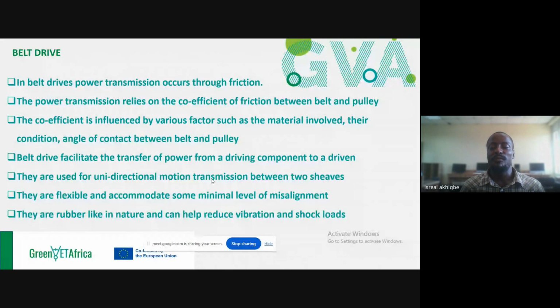Remember that you can have multiple transmissions if your desired outcome, which is a driven, is not yet achieved. Now the coefficient is influenced by various factors such as the material involved, their condition, and the angle of contact between the belt and the pulley.